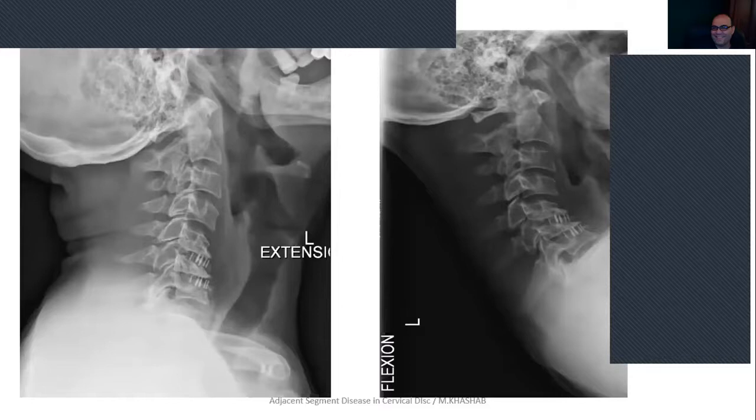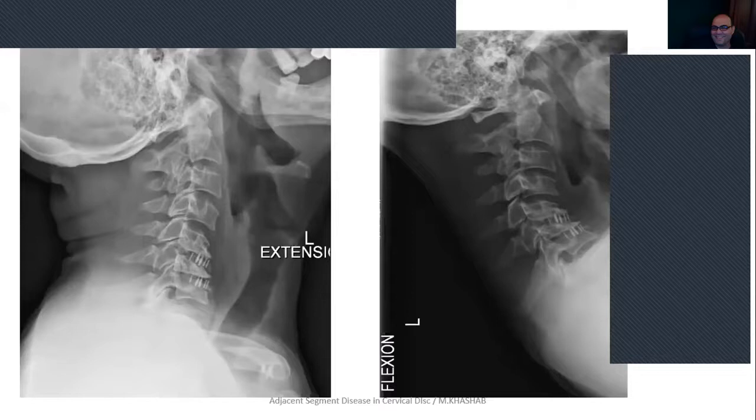Another trick I'd like to share with you is if you have a solid fusion at the level that you fused earlier, you can see the facet joint is filled with bone. So if you see the facet joint filled with space and still there is fluid in the joint or something like that, that means this level is not fused. But if you see the facet joint and in between the facet there is bone, that means this is solidly fused. This is one of the tricks I learned from him.